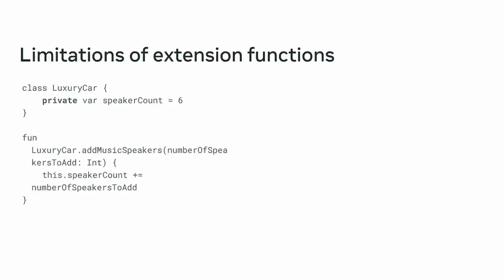Also, you cannot access the private members of a class, as these functions are generally defined outside the class. So, let's say in the previous example, we add the private visibility modifier to the variable speakerCount and try to run it again. It will result in an error showing that speakerCount is private in luxury car. Another limitation of extension functions is that they are resolved statically. Let's look at what that means.